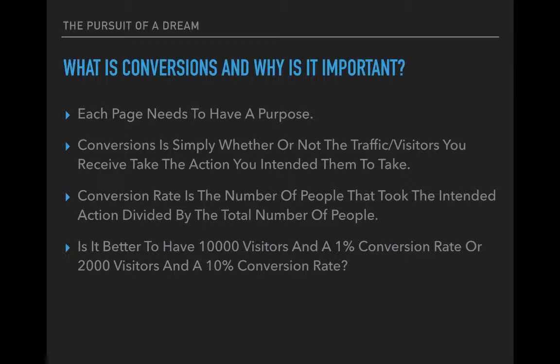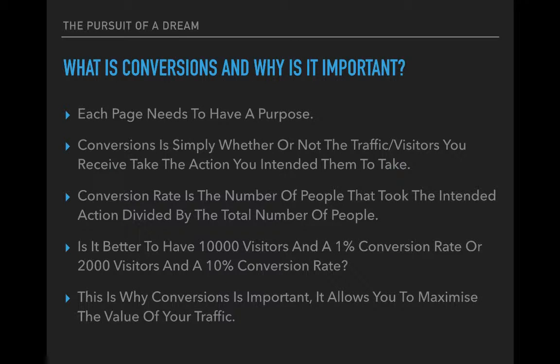If you have 10,000 visitors and your conversion rate is 1%, then you're getting 100 visitors converting, right? So you've got 100 opt-ins. But if you have 2,000 visitors and your conversion rate is 10%, then you have 200 conversions, right? So 200 people have signed up for your ebook, you've got 200 opt-ins. So even though you've got more visitors in scenario 1, having a higher conversion rate means you get more people opting in, and that's what you're aiming for with your content, right? That's the purpose of your web page.